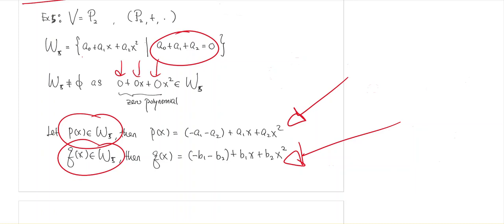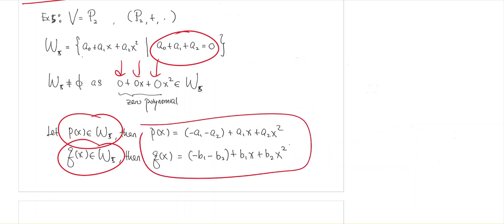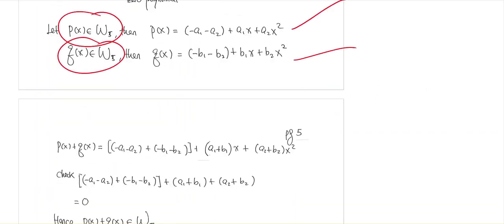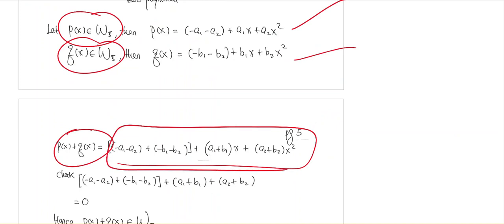We can describe all the elements in W5 with 2 parameters, and those 2 parameters are A1 and A2, and that's it. So I don't really need the third parameter. You will be very comfortable with this concept soon, but right now it might be a little bit weird for you. So P in W5 means P is like this, Q is like this. What happens if you add them? Well, after you add them, this is polynomial addition, you have this.